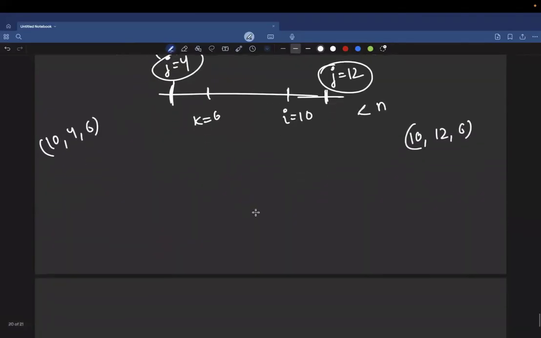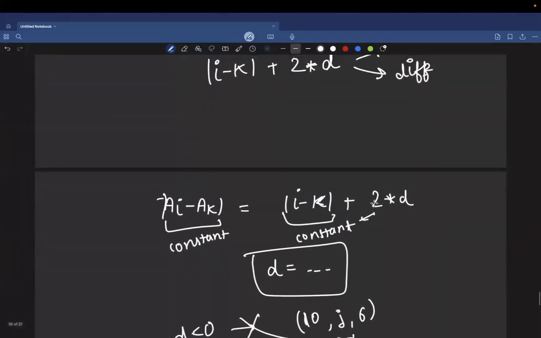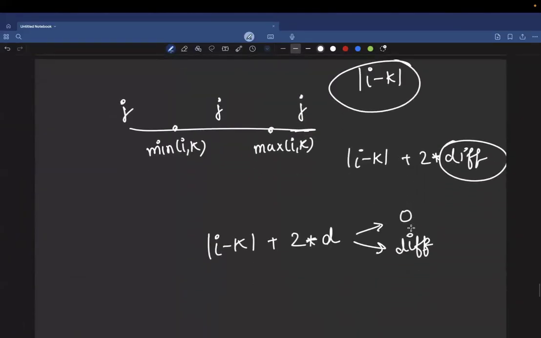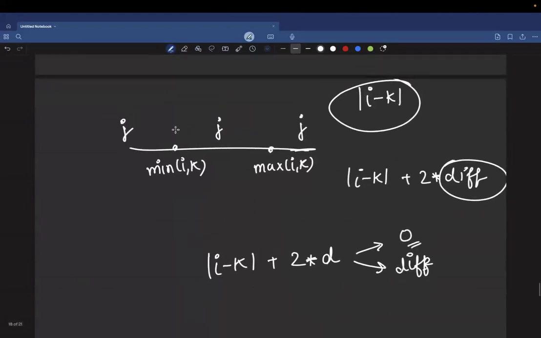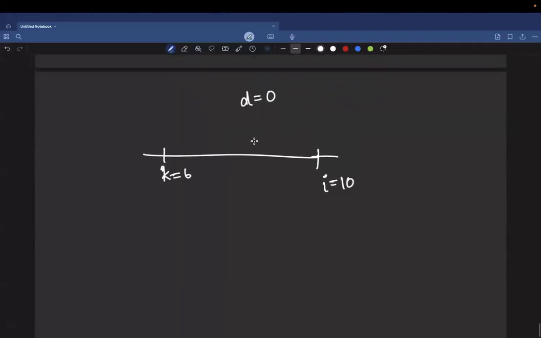Right? Then there is the case where d could have been equal to 0. If d was equal to 0, then it means that this was the case where j is coming up in the middle. Now it doesn't matter where j comes.